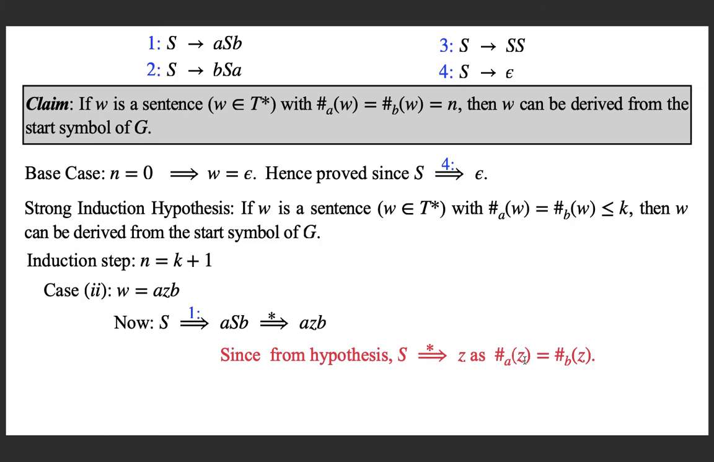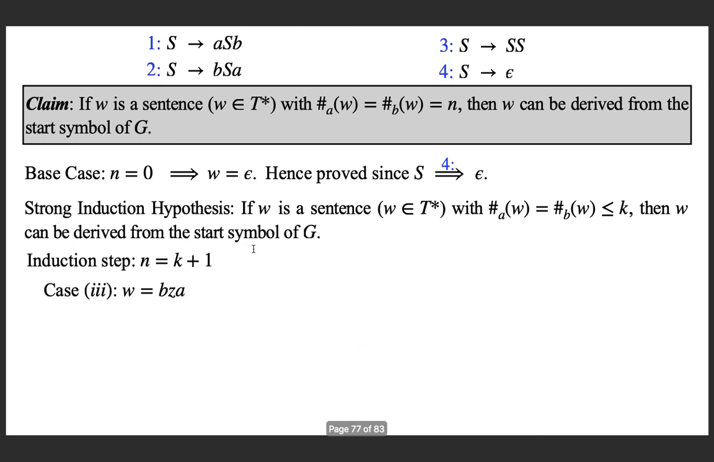Now the length of Z is what? The number of A's in Z is 1 less than the number of A's in W. That is, at most it can be K. So it is less than or equal to K. So from the strong induction hypothesis, we know that S can derive Z because Z is containing the same number of A's and B's, and the number of A's in Z is less than or equal to K. Note that here we need to apply strong induction, and hence proved in this case as well.